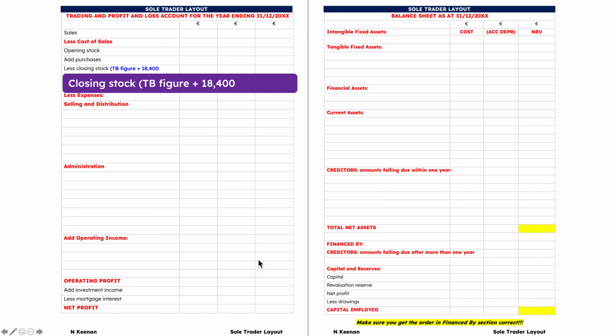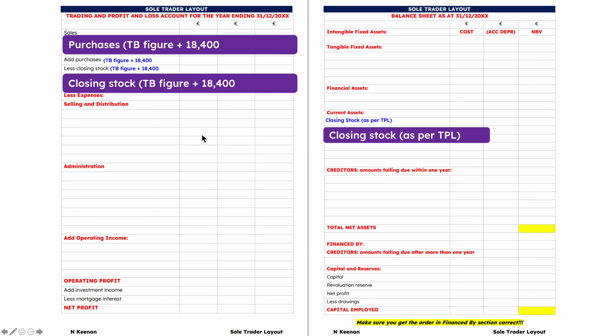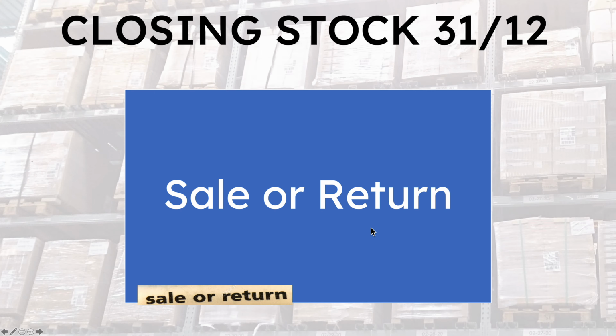So how's this going to look? So your closing stock plus 18,400 there, and then your closing stock will be as per TPL there in the current assets in the balance sheet. The purchases, we will add 18,400 to our trial balance figure, and creditors will add 18,400 to our trial balance figure. So that's how goods in transit looks.